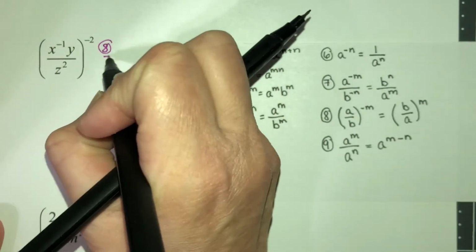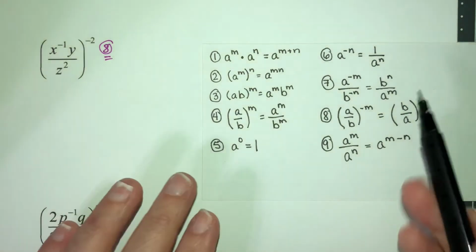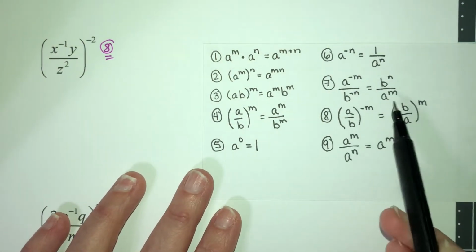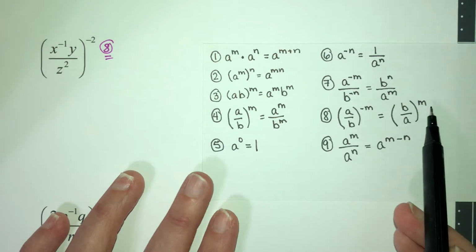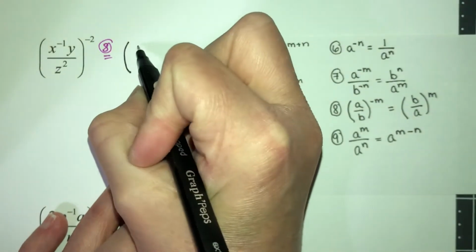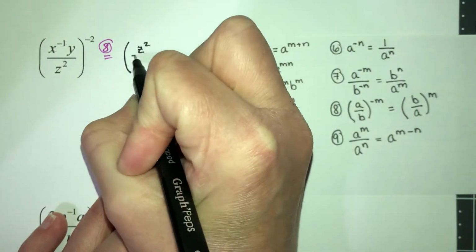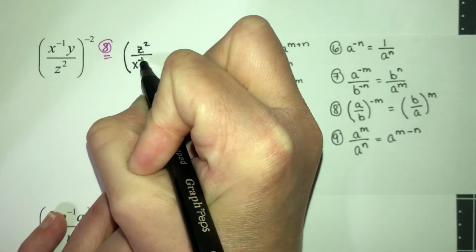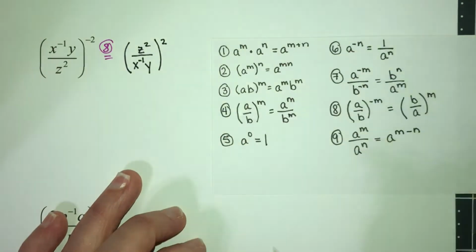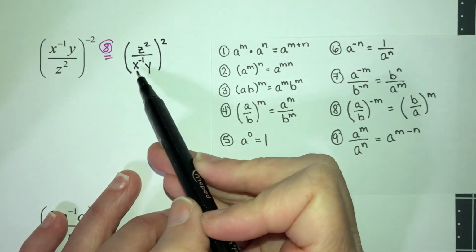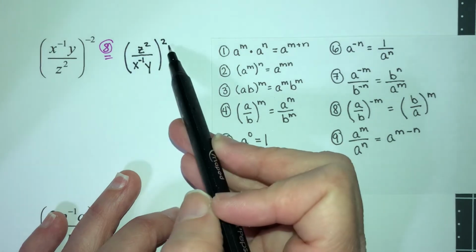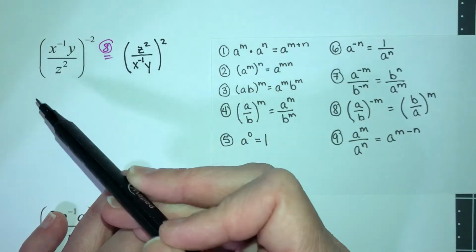What property 8 says is that if I have a fraction raised to a negative exponent, I can take the reciprocal of the inside and make the exponent positive. When I do that, I have z squared in the top, x to the minus 1, y, now to the positive 2 power. This is still a negative exponent because the only negative exponent I was fixing was the one on the outside, not this one. Okay?